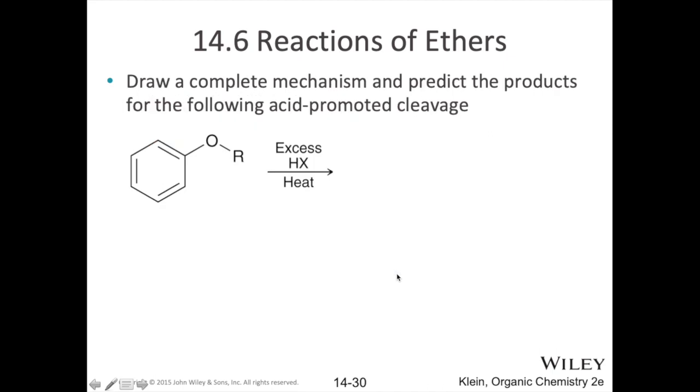Okay, so let's try an example out here. Here we have a generic ether where we have a benzene ring as one group. It's an aryl group, not an alkyl group. But here we have just a generic R group. Okay, that's our alkyl group.